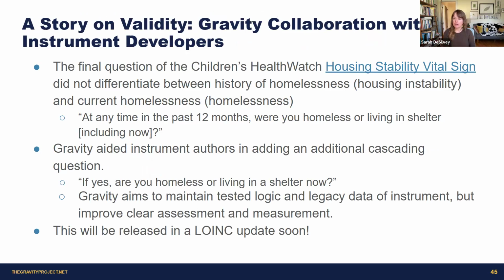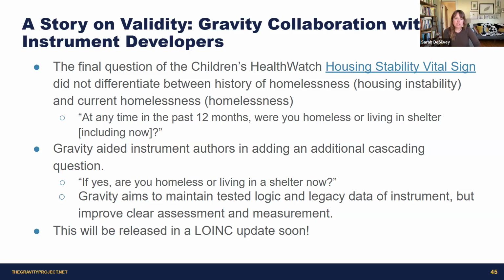Another thing that we do in our work at Gravity is work with measure developers to try to support standardization. An example of this is how we collaborated with our friends at Children's Health Watch on the Housing Stability Vital Sign, because the previous existing question did not differentiate between history of homelessness, which is housing instability, and current homelessness, which is homelessness. It is phrased: at any time in the past 12 months were you homeless or living in a shelter, parenthetical, including now. Gravity is always trying to maintain existing legacy measurement and not supplant local knowledge, right? We wanted to support specification between housing instability and homelessness without supplanting the existing question.